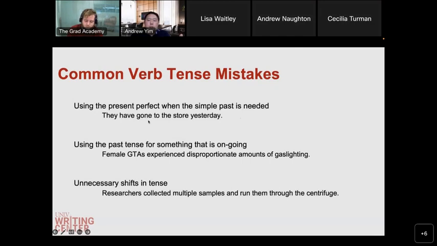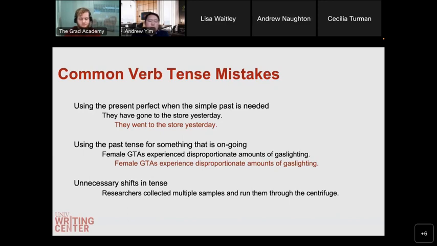instead of using present perfect, you might use the past instead. So for the first sentence here, you always want to consider the differences between the present perfect and simple past. So the first part is they have gone to the store yesterday versus they went to the store yesterday. And as you can see, the sentences have very similar meanings. However, based on the present perfect and simple past, there's slight differences in how someone reads your sentence.